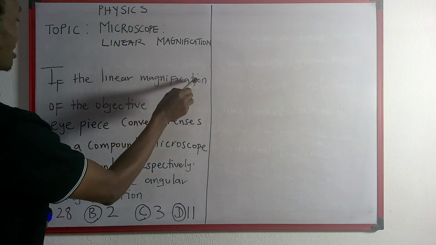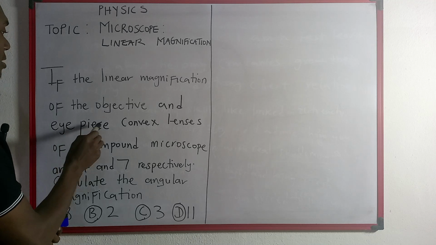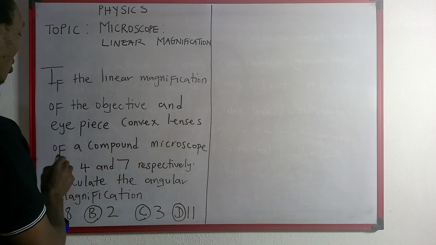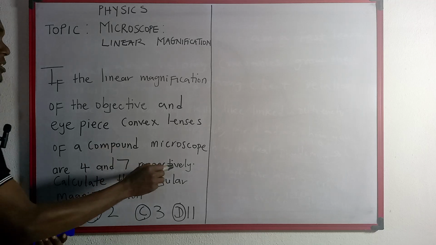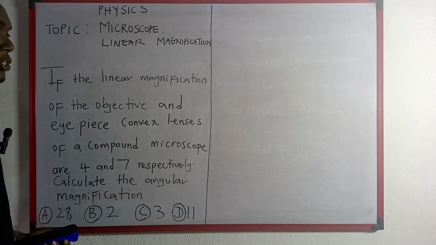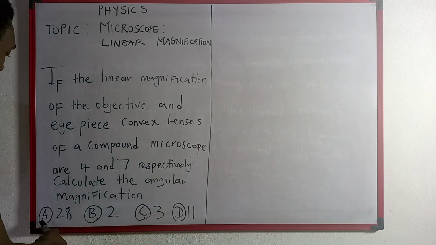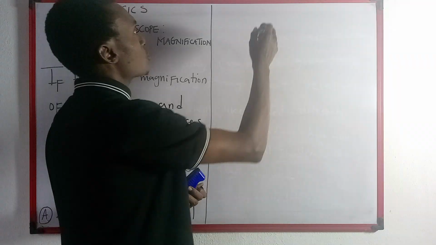If the linear magnification of the objective and eyepiece convex lenses of a compound microscope are 4 and 7 respectively, calculate the angular magnification. So these are the options: A 28, B 2, C 3, D 11. Solution.